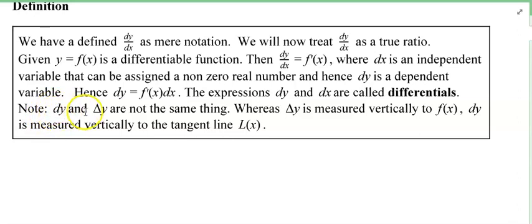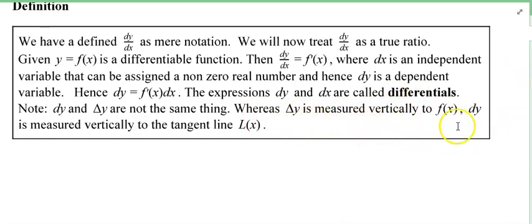dy and delta y are not the same thing. dy is measured vertically to a tangent line. The tangent line is given the name L of x. Delta y itself is measured vertically to your original function f of x. So note those. Numerically, dx and delta x will be the same, but dy and delta y will not be the same unless your original function was a line. But if it was a curve, they will be different.